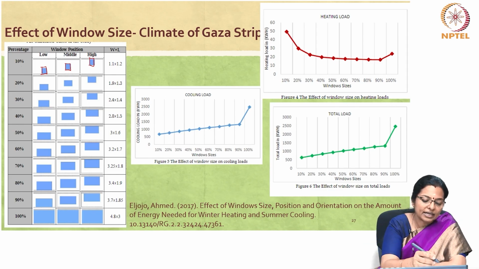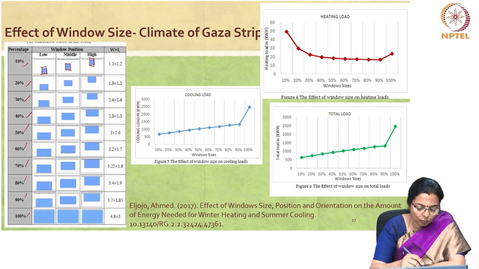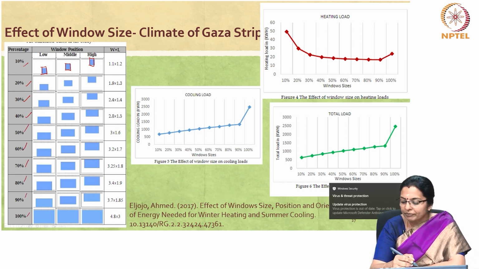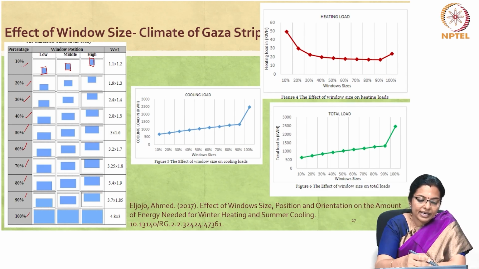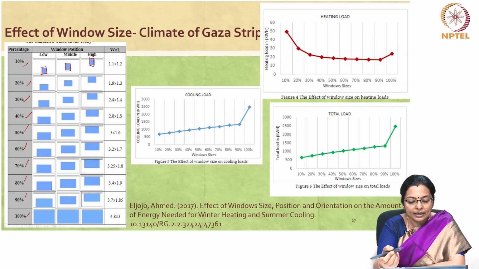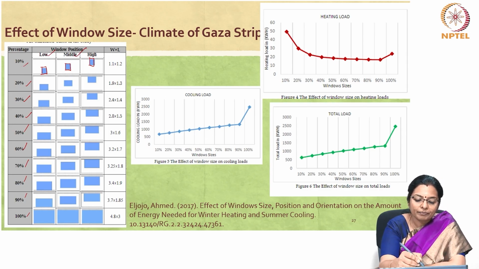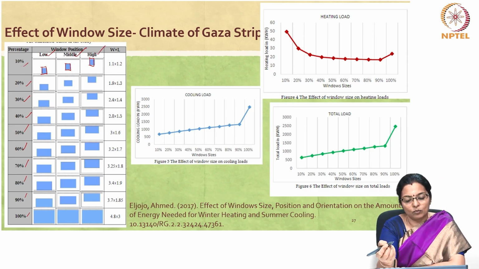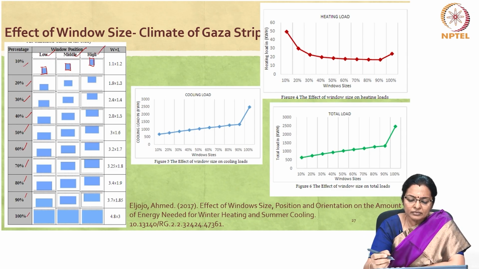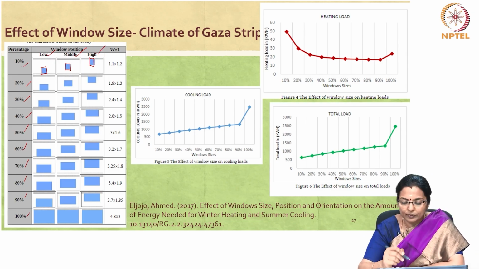In this way, they had a matrix of 10% opening, 20%, 30, 40, 50, 60, 70, 80, 90, and as I said, 100% means it's more or less the entire wall. Again, for all these varying percentages, the location or position of windows were in three zones. One was low, one was middle, and one was high. So, low, middle, and high was the window position. And then the window dimensions were also recorded.